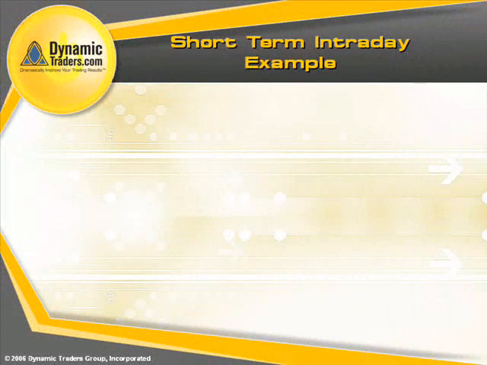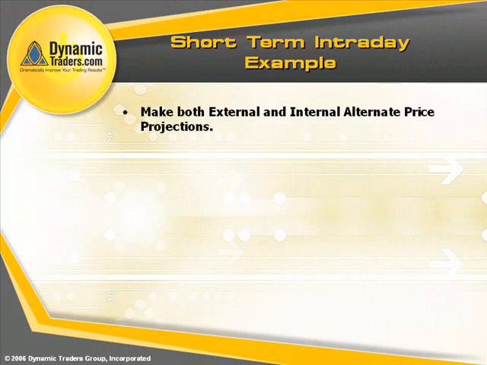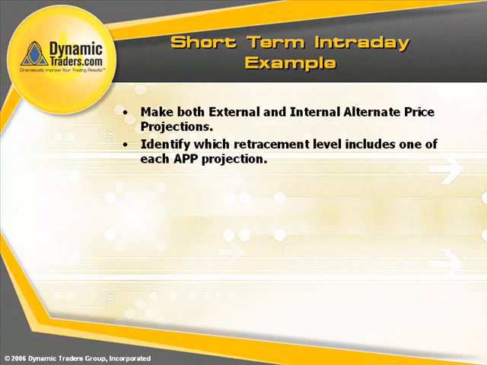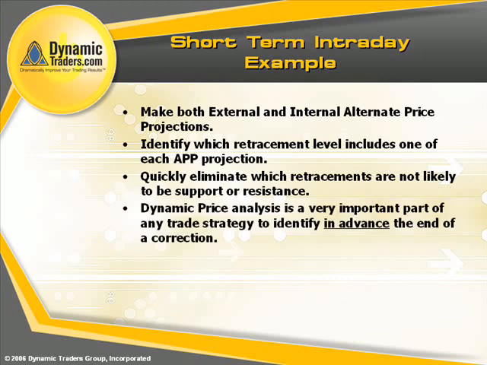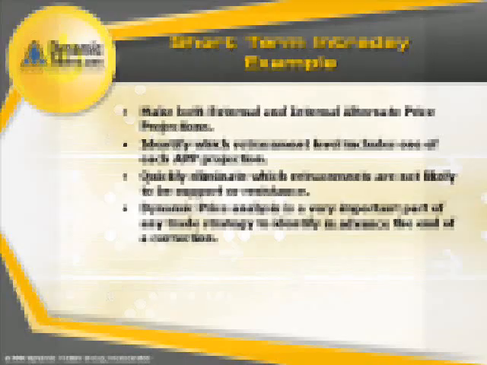Let's take a look at a short-term intraday example. What we're going to do is make both external and internal alternate price projections. We're going to identify which retracement level includes one of each alternate price projection. And we're going to quickly eliminate which retracements are not likely to be support resistance. Now remember, dynamic price analysis is a very important part of any trade strategy to identify in advance the end of a correction. Let's take a look at this example.